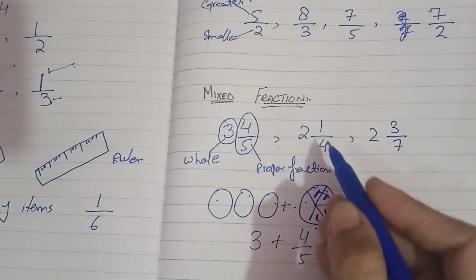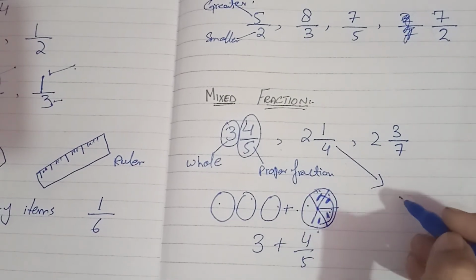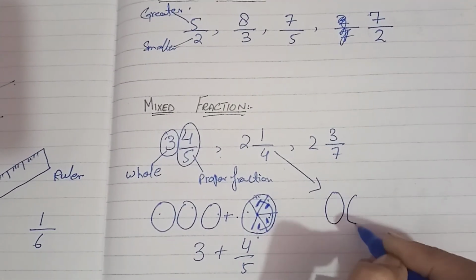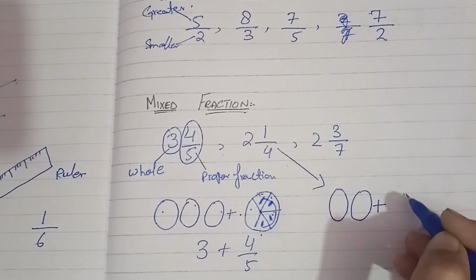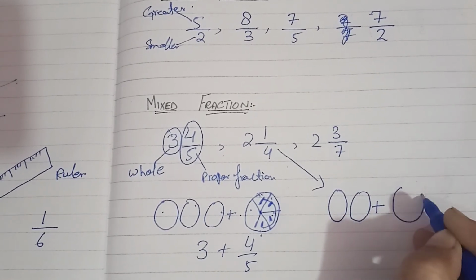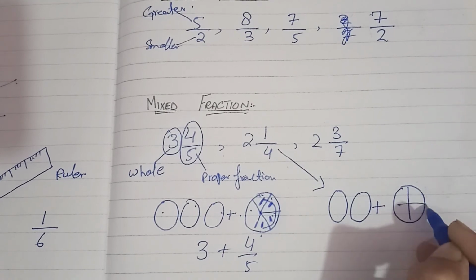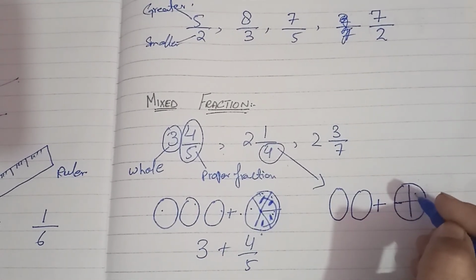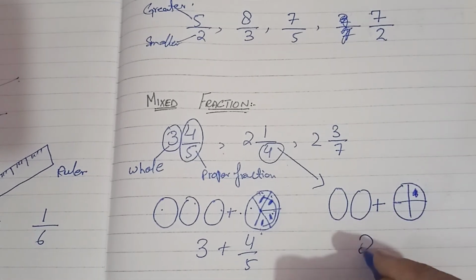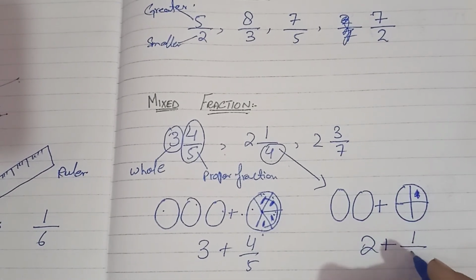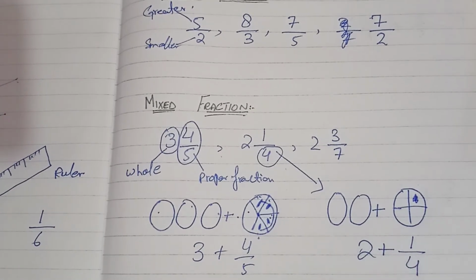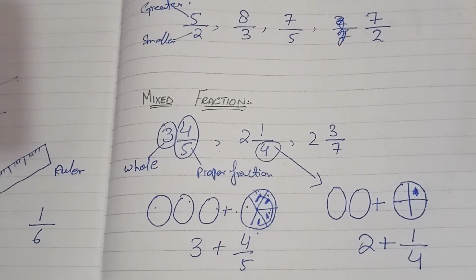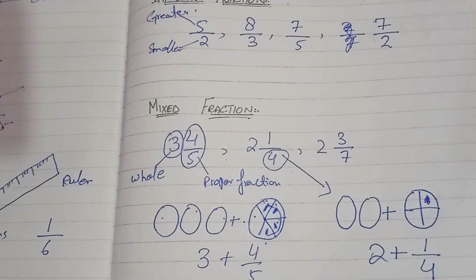So it's 3 plus 4 over 5. How can you show that in a picture? 2 full pizzas plus another pizza. It is divided into how many parts? The denominator shows the total parts, 4 parts, and out of 4 parts you have 1, meaning 2 plus 1 over 4. This is a mixed fraction. Proper fraction, improper fraction, and mixed fraction, these are the types of fractions.